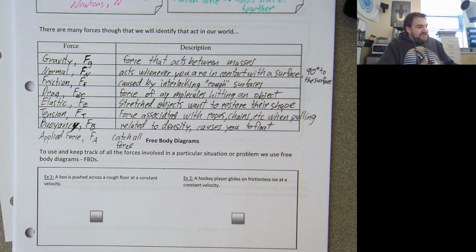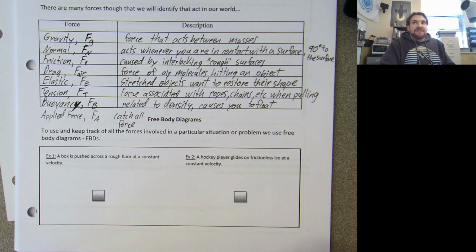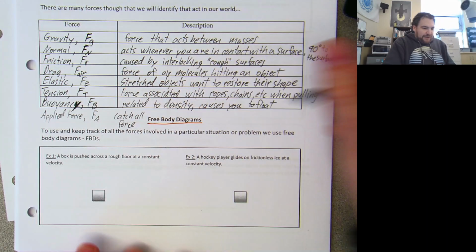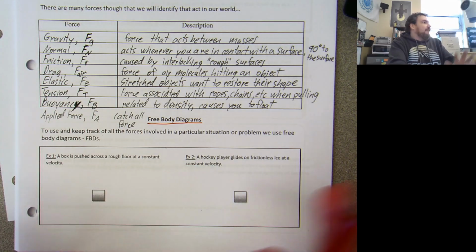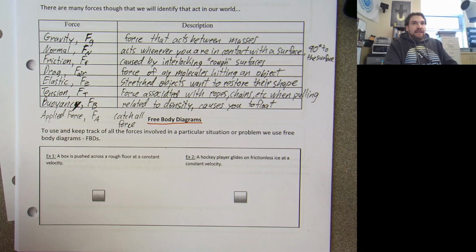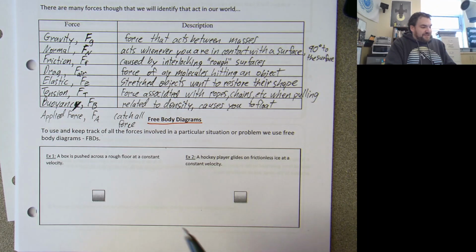So where we start as we go forth and look at all of these kinds of dynamics situations, the place we start with everything is what's called a free body diagram. And a free body diagram is just the body, the object that's experiencing whatever is being discussed in a particular problem, and the forces that are acting on it. Just the forces that are acting on it.